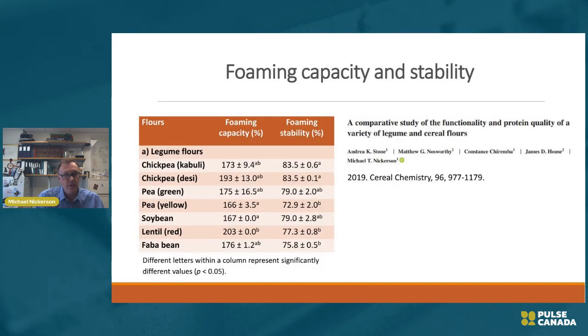This is just an example of a study that we did comparing functionality of a legume and then cereal flours that I didn't show in this particular instance. But as you can see, they're all very similar. In fact, the foaming capacity of the pulses tends to be at or above soya, which is dominant in the marketplace, at least for the flours. And all very similar stability. So all these pulse ingredients are really great foaming agents, and they can be tailored to different product applications.